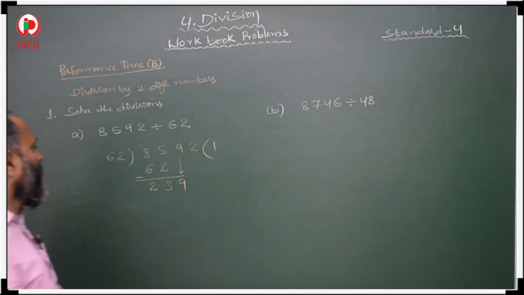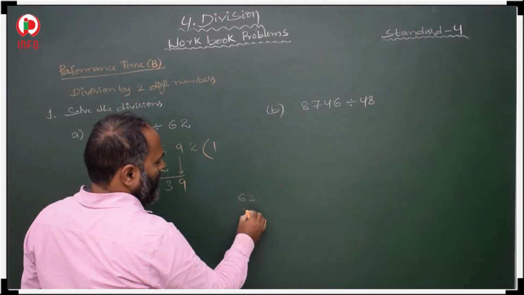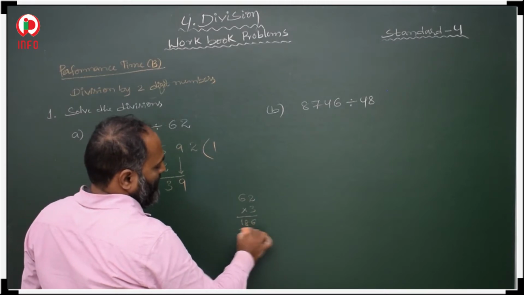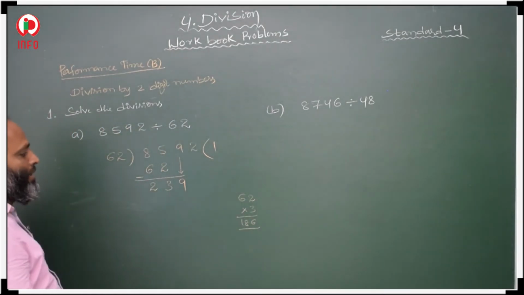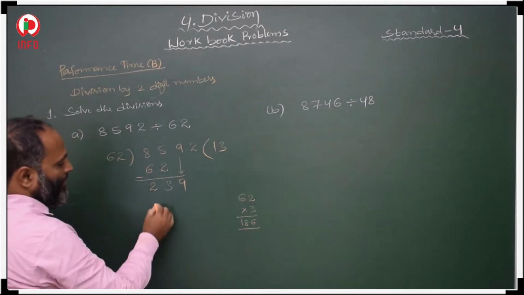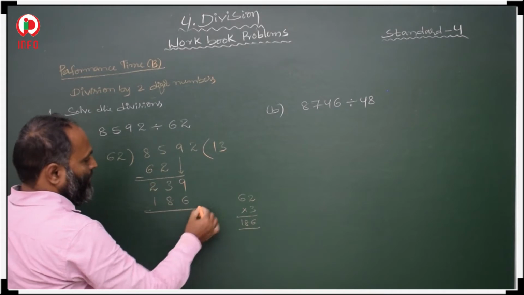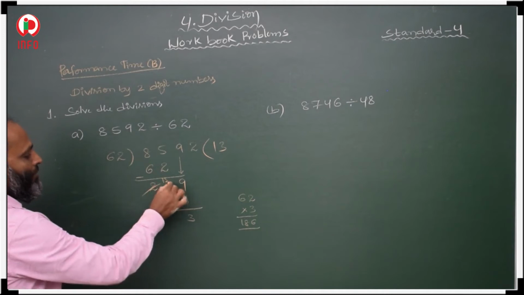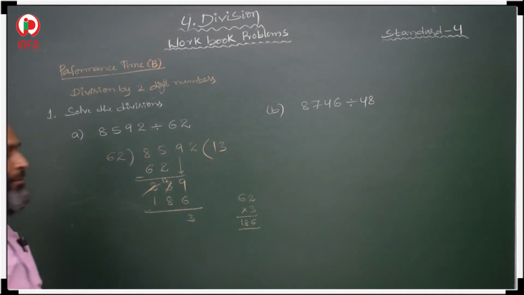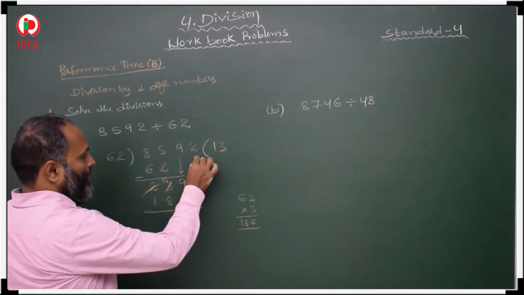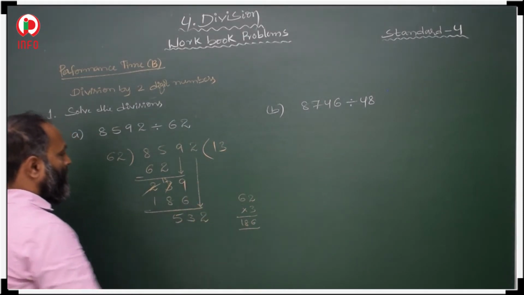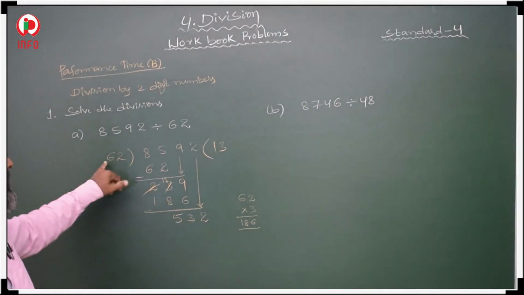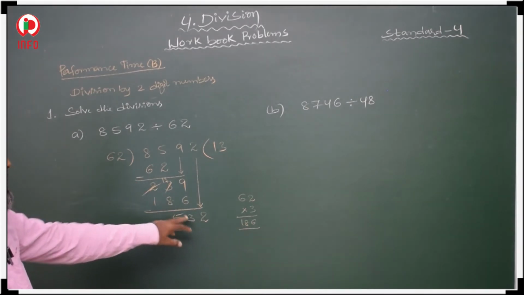239. In the 62 table we have to check. 62 3s: 3 2s are 6, 3 6s are 18, so 186. Then 9 minus 6 is 3. Take borrow, here it is 13. 13 minus 8 is 5. Now you take the next place, that is 5. Then in the 6 table, when will we get 253? 6 8s are 48, 6 9s are 54.